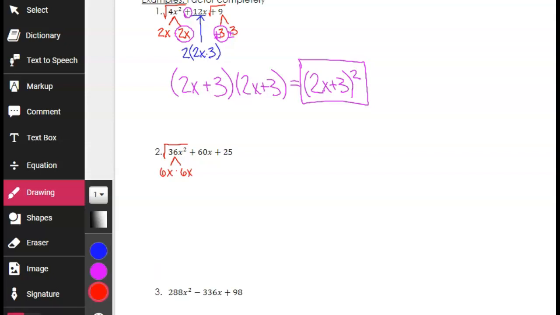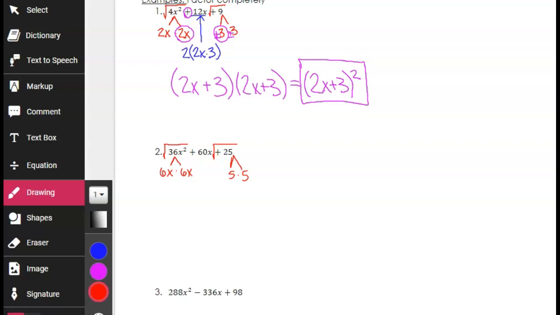Is the last term a perfect square? Yes. 5 squared is 25. If you take a 6x and a 5 and you multiply them together, what do you get? You get 30x. Now double it. Do you get that middle term? You do. 30x times 2 is 60x.